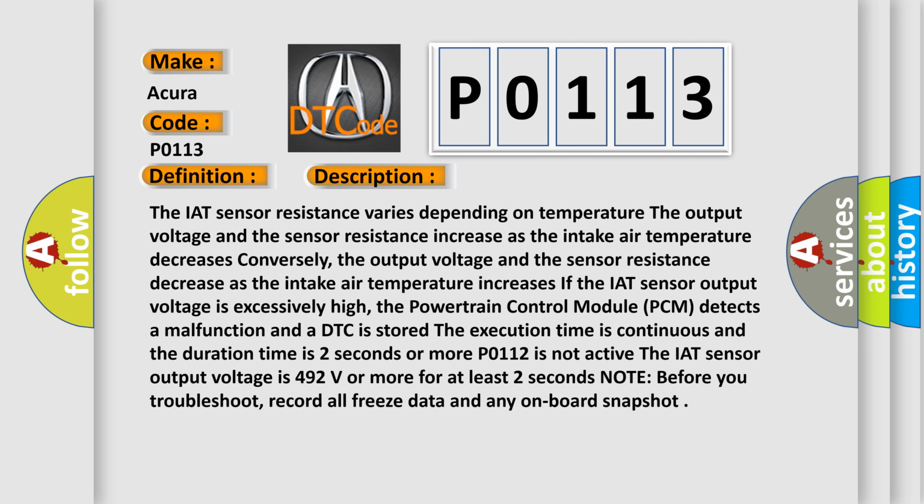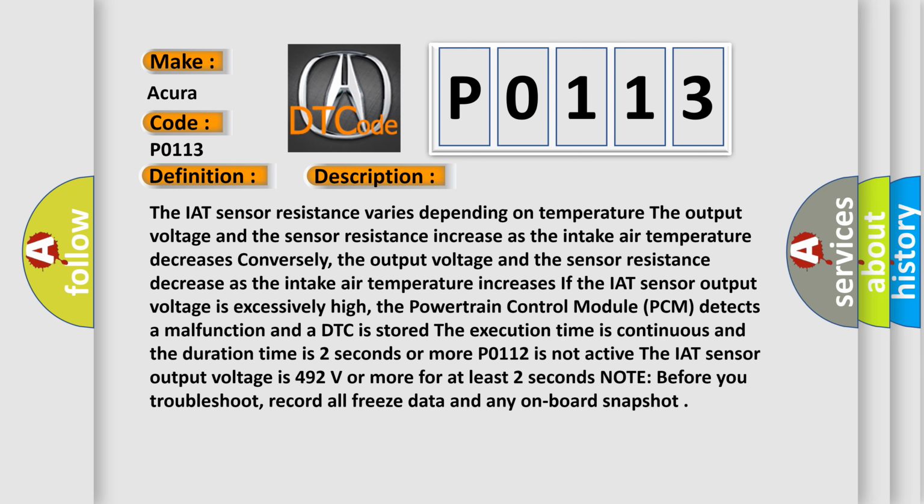The IAT sensor resistance varies depending on temperature. The output voltage and the sensor resistance increase as the intake air temperature decreases. Conversely, the output voltage and the sensor resistance decrease as the intake air temperature increases. If the IAT sensor output voltage is excessively high, the Powertrain Control Module (PCM) detects a malfunction and a DTC is stored. The execution time is continuous and the duration time is 2 seconds or more. P0112 is not active. The IAT sensor output voltage is 4.92 volts or more for at least 2 seconds.